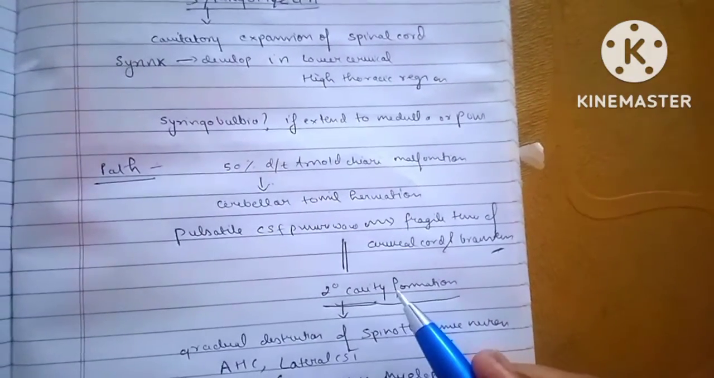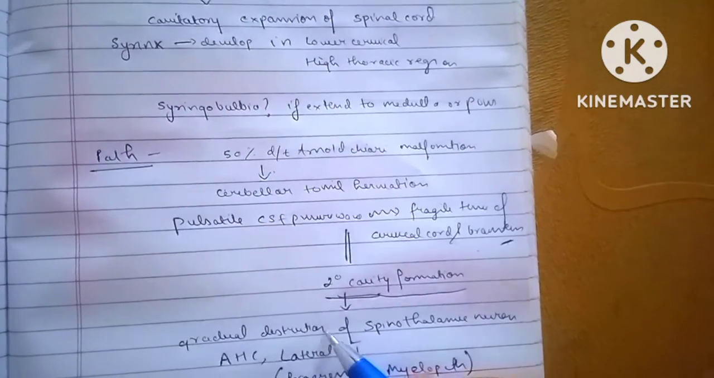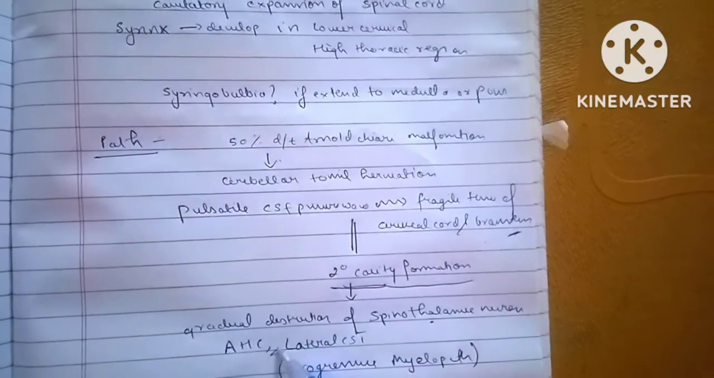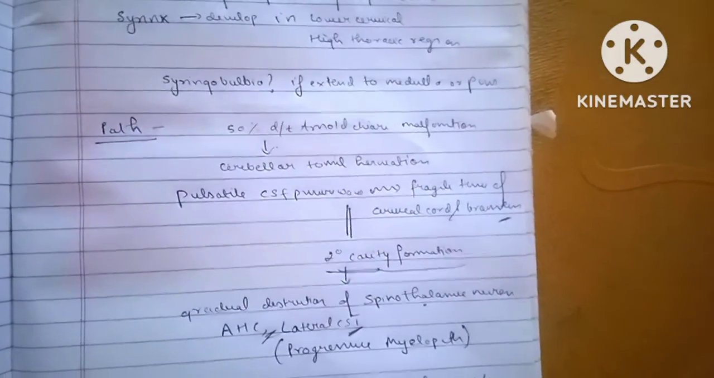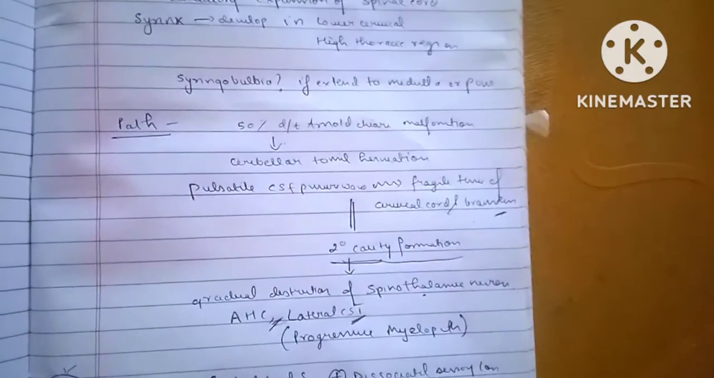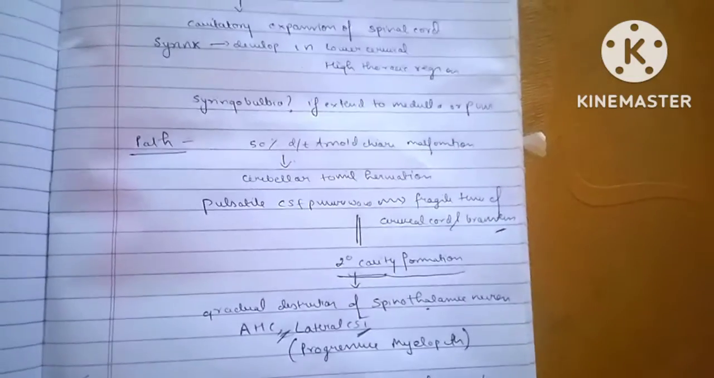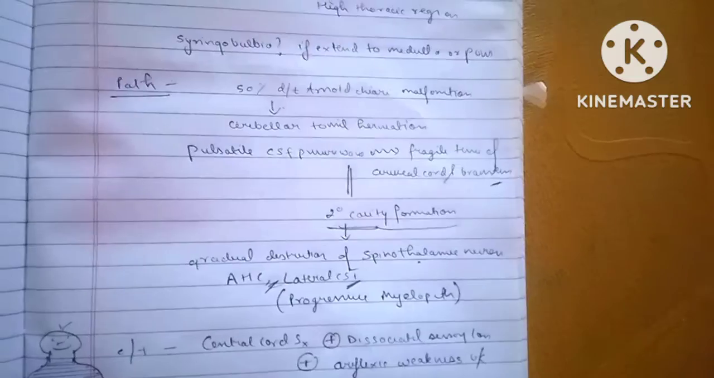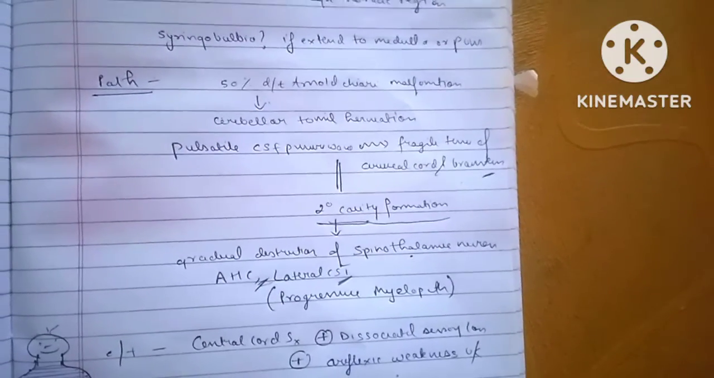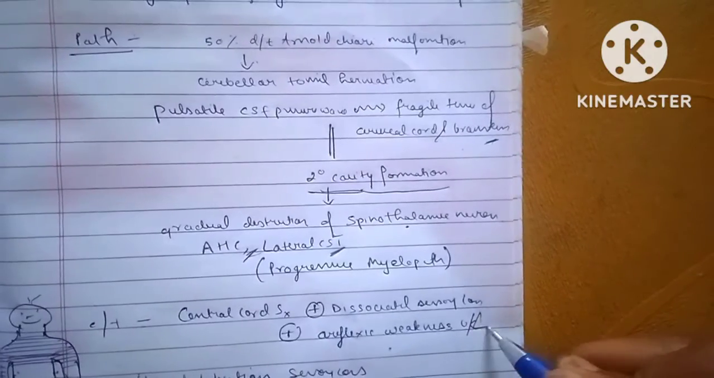And this secondary cavity formation near the cervical cord and brainstem leads to destruction of the spinothalamic neurons, anterior horn cells, and lateral corticospinal tract. And this is what leads to a progressive myelopathy in a patient of syringomyelia. And this too leads to classical clinical features of syringomyelia, that is, there is central cord syndrome involving more of the upper half of the body, there is dissociated sensory loss, and an areflexic weakness of the upper limb.